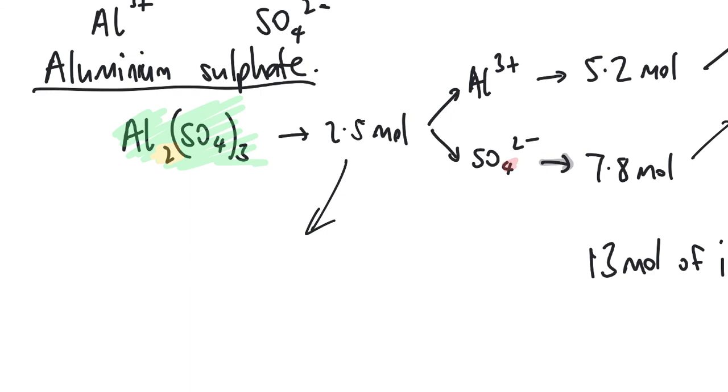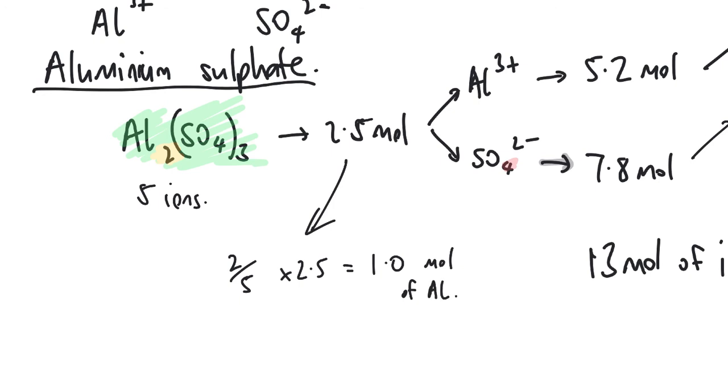People will say that, okay, there are 5 ions here. So therefore, out of the 2.5 moles, 2/5 of 2.5 is equal to 1, and that's the number of moles of aluminium. And then 3/5 times that 2.5, which is the 1.5 mole, is sulfate. Now that is wrong. That is very wrong.